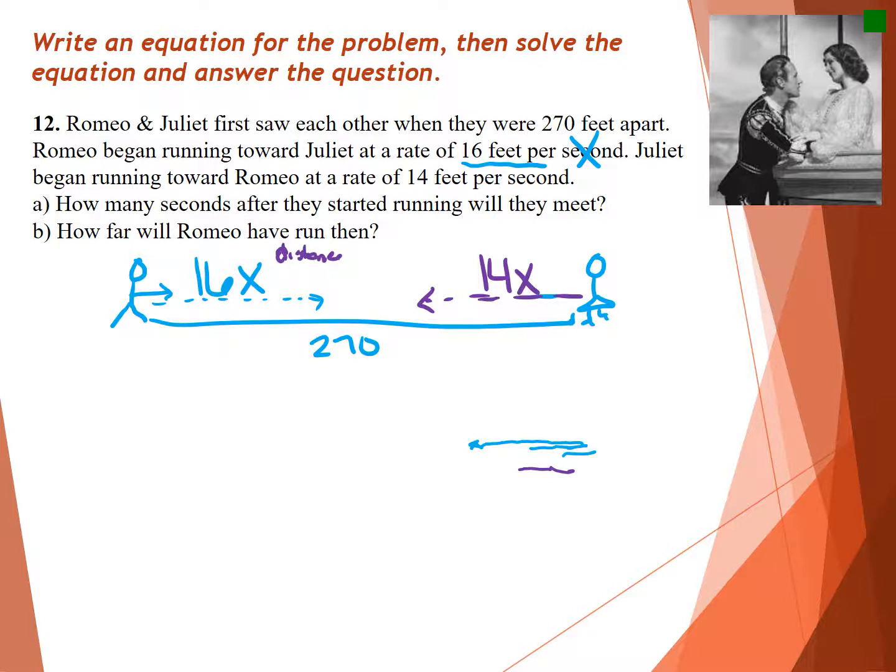So what we want to know is when will they meet each other. So Romeo's distance plus Juliet's distance is going to be, oh, I said is, that's our equals, our total distance of 270. We're going to solve these later, so let's just move on.